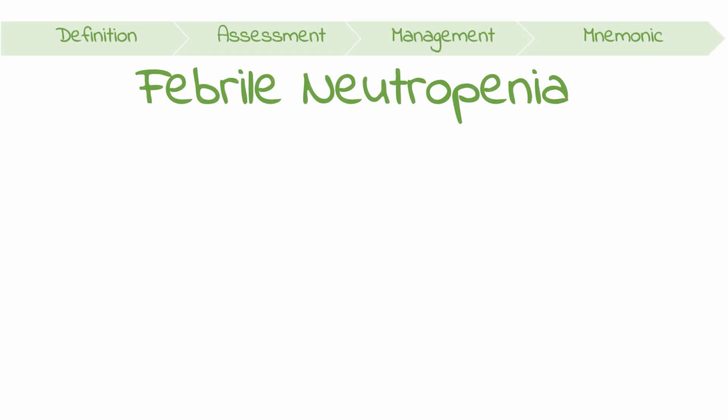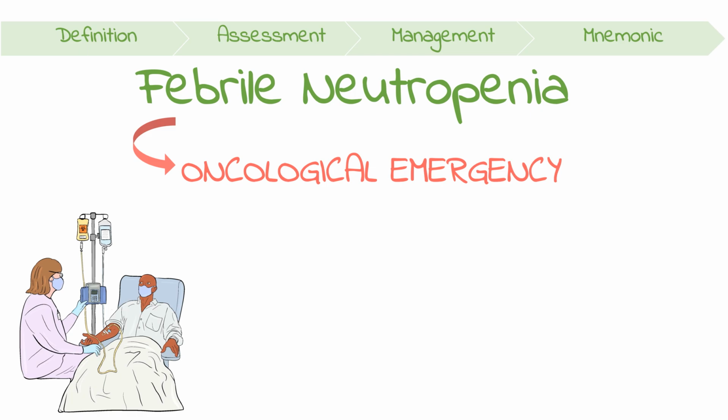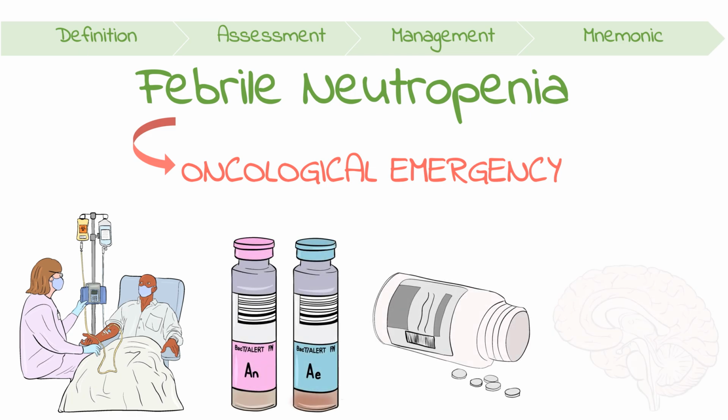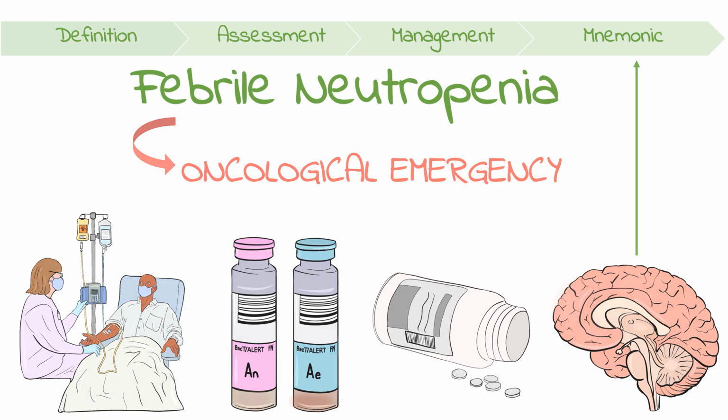Febrile neutropenia is one of the most common life-threatening complications of cancer therapy. It's an oncological emergency that must be rapidly treated, but often people struggle with its exact definition and miss some cardinal rules when assessing and managing it. Wait to the end because I've got a really good rhyme to help you remember this content and tie it all together at the end.